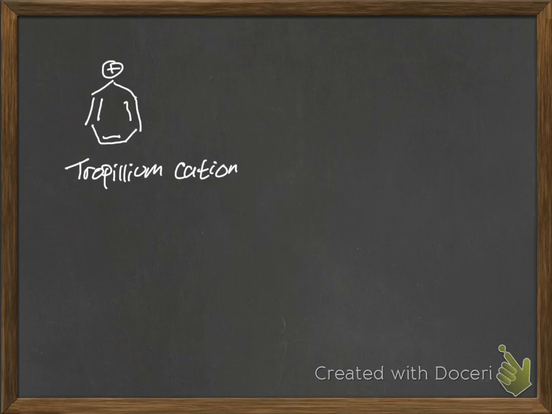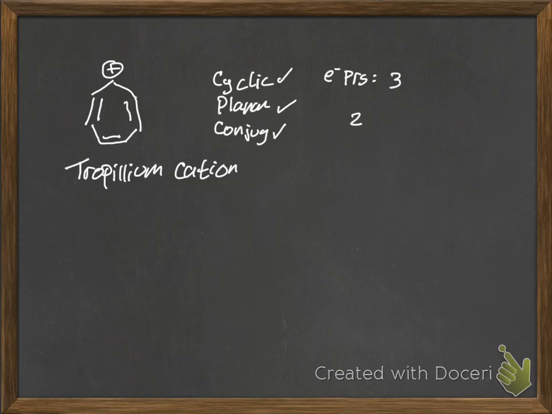All right, let's take a stab at this. Is it cyclic? Yes. Is it planar? Assume so if I'm giving it to you. Is everything in conjugation? Absolutely. How many electron pairs does it have? I count 3. 2 from, oh, excuse me, not 2, 1, 1 from each pi bond.